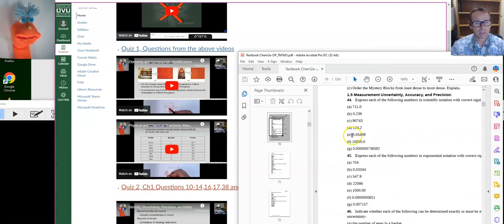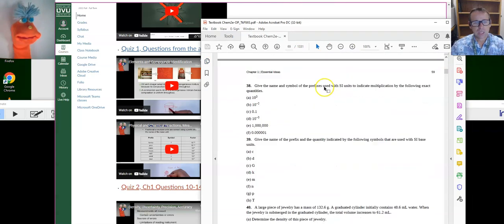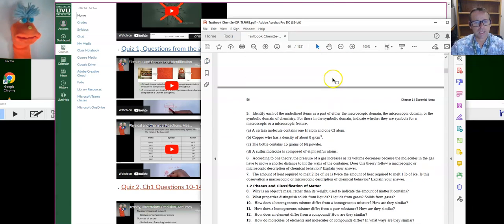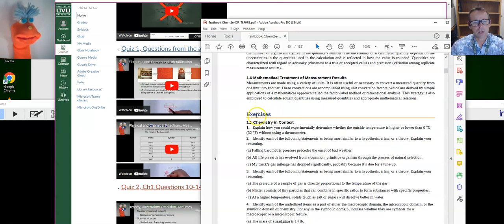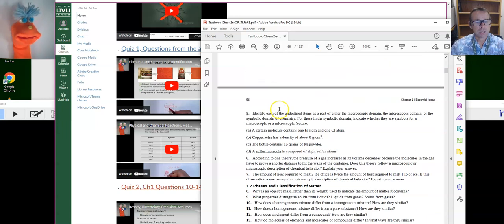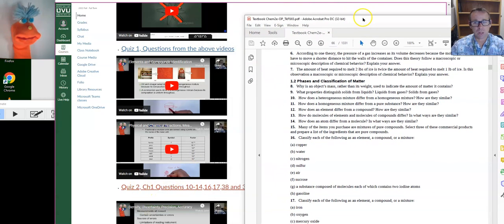So in chapter 1, and this is the text here, starting on page 56 or 55, there are the exercises at the back of the chapter. All right? So I can go to chapter 1, exercise 10, because that's one of the ones that I need to know how to do well to be prepared for my quiz. And I can figure out the answer to number 10, 14, 16, 17, 18, 38, and 39.